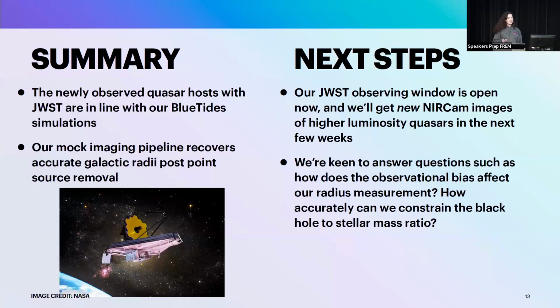This is important for our next 2 steps because the JWST observing window for my co-advisor is currently open right now. So we'll get new NIRCam images of higher luminosity quasars in the next few weeks, and hopefully we'll be able to detect the quasar host with those new quasars, and then continue to answer questions like, how does the observational bias affect our radius measurement, which again, we're well equipped to do with the BlueTides simulation and our mock imaging pipeline, and then of course, how accurately we can constrain the black hole to stellar mass ratio, and continue to try and understand how these early universe black holes evolved to become so massive so quickly.